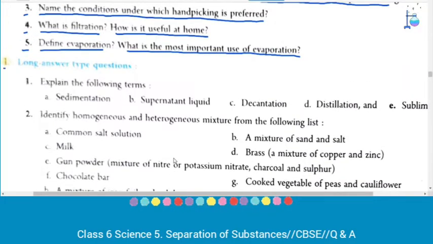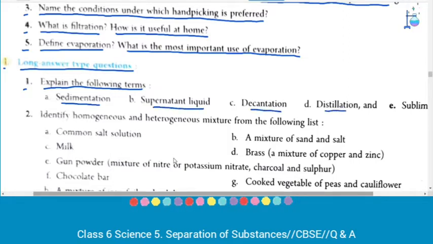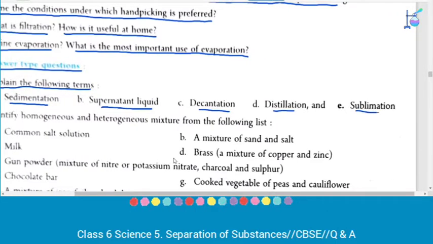Section I, long answer type questions. First question, explain the following terms: sedimentation, supernatant liquid, decantation, distillation, sublimation.